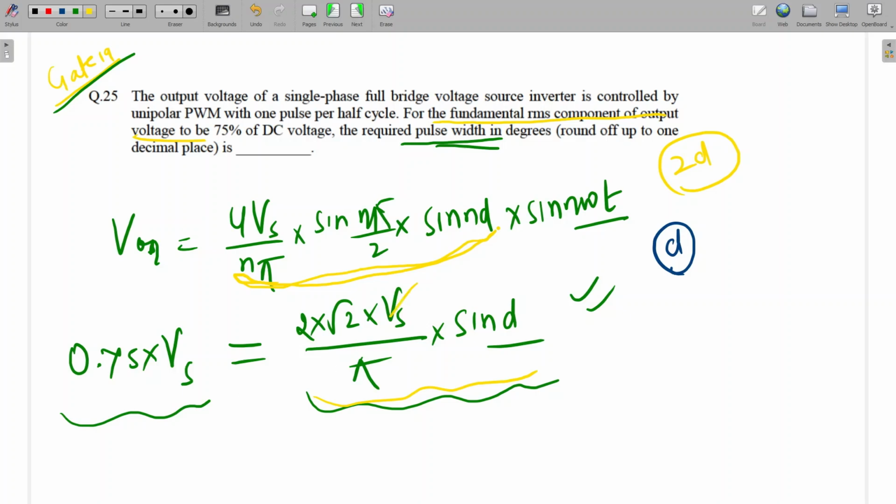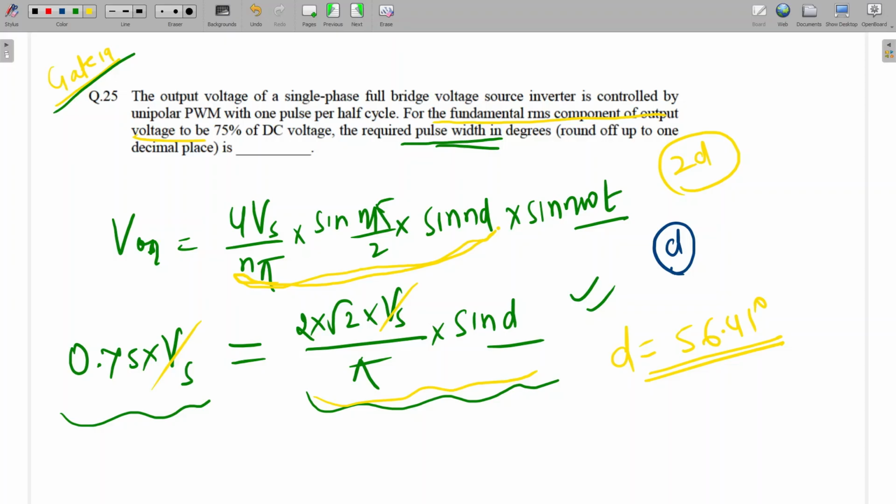Okay, so from here Vs will cancel. So sin D, D will be sin inverse. Anyone have calculated D? Sin inverse 0.75 into pi divided by 2 root 2. This is a repeated question they will ask on this concept. This is VVI. Every year they are repeating. So 56.41 I am getting. D will be 56.41 degree. Everyone got this value?